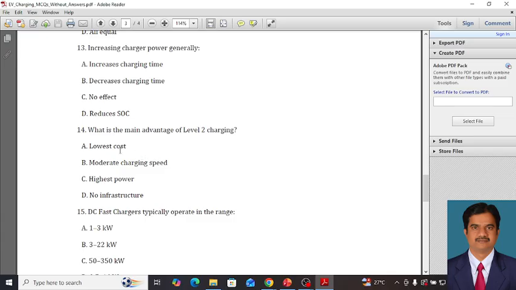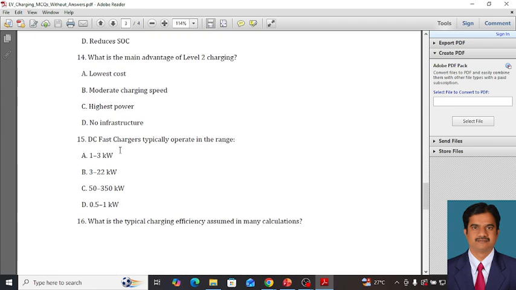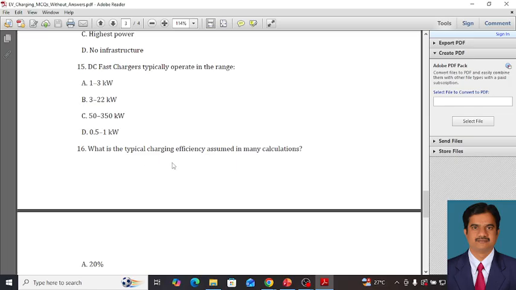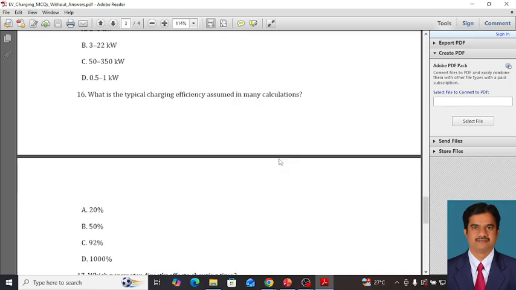Or lower cost, we can consider. It is a lower cost. DC fast chargers typically operate in the range 50 to 350 kilowatt. What is the typical charging efficiency assumed in many calculations?